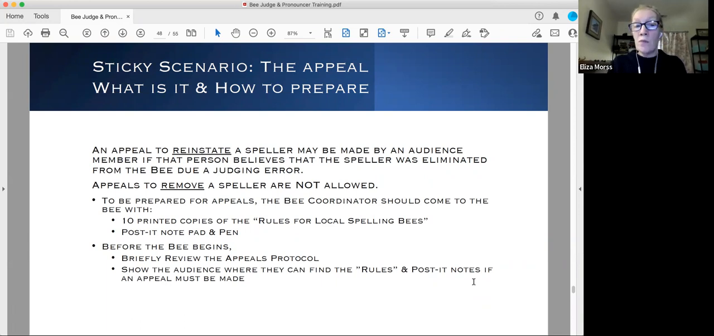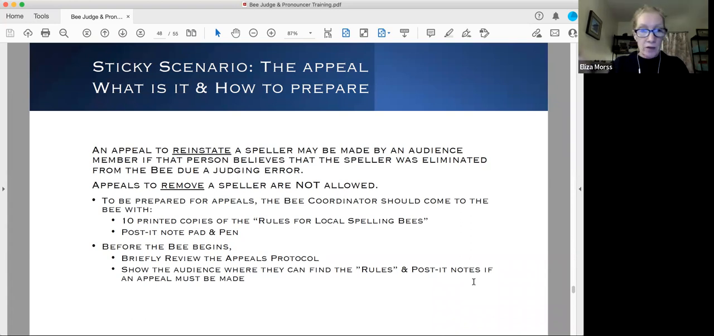Appeals to remove a speller are absolutely not allowed. So some parent who is grumpy that her child came out and the next child didn't come out may not say speller number 6 needs to be removed for thus and such reason. No way, won't be considered. But to reinstate, only to reinstate, those appeals may be considered.